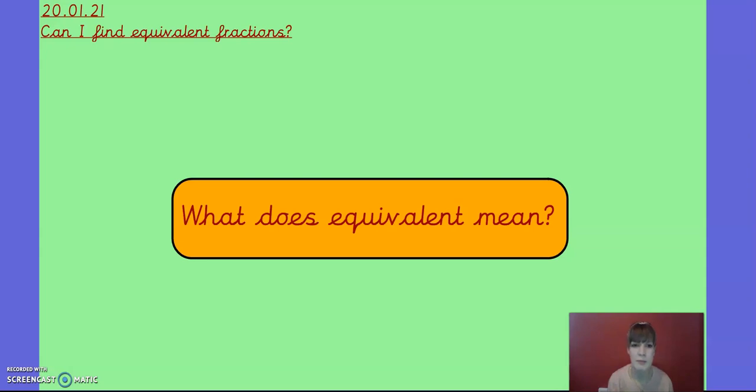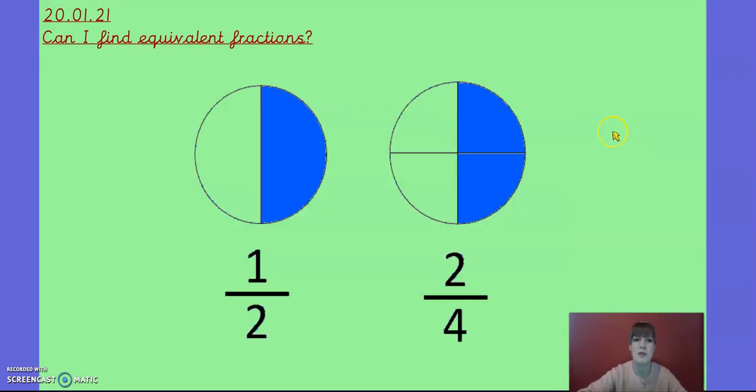Okay, welcome back. So what does equivalent mean? Now, equivalent means the same as something. Okay, you might have a different answer or you've worded it slightly differently, but it kind of just means the same. So, moving on to this slide.